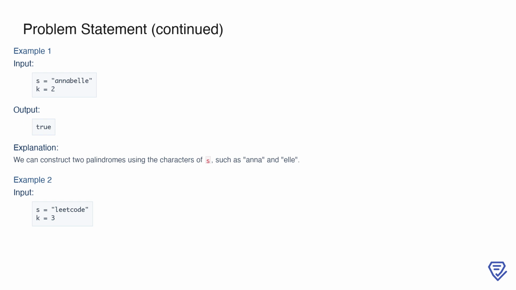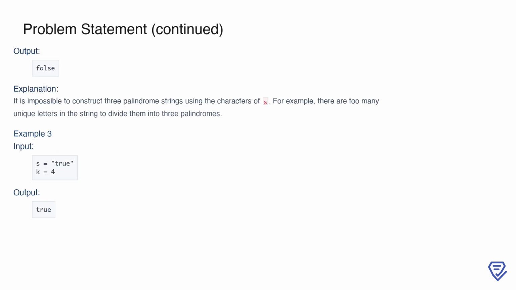Now consider another example where s is LeetCode and k is 3. In this case, the output is false. The reason is that it's not possible to divide the characters of LeetCode into 3 palindrome strings. There are too many unique letters in the string to be able to form 3 separate palindromes. This highlights an important observation: the number of unique characters with odd frequencies in the string plays a crucial role in determining whether we can form the required number of palindromes.